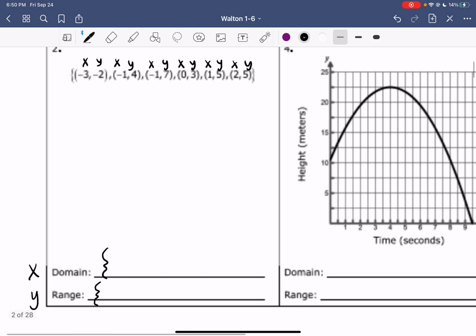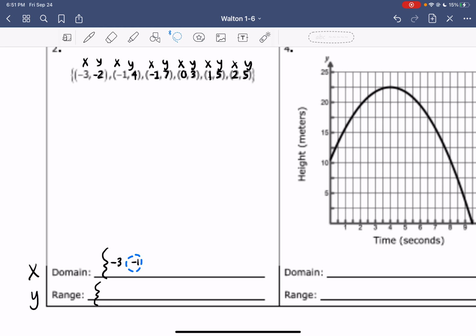So what I can really do, we know that this here, if this is -3, -2, -1, and 4, -1, 7, 0, 3, 1, 5, 2, and 5. So really what I can do is look here and take this, I see it's my x value, and I can just put it down here. And my next x value is -1. I can take it and put it down here.